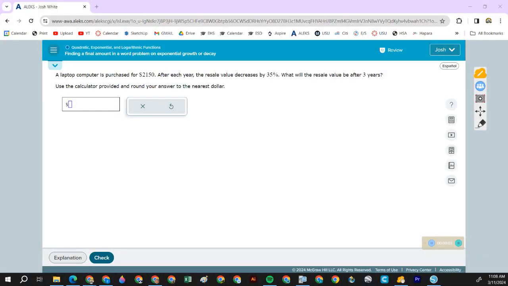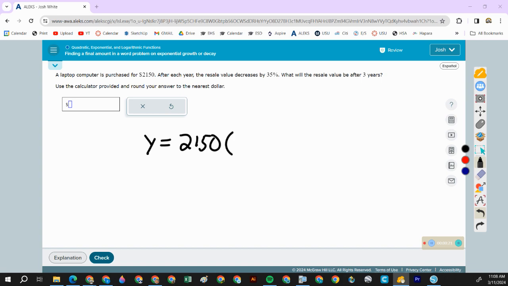A laptop computer is purchased for $2150. After each year, the resale value decreases by 35%. What will be the resale value after 3 years? So this is going to be y equals 2150 times, how do we drop 35%? 0.65. We multiply by 0.65.